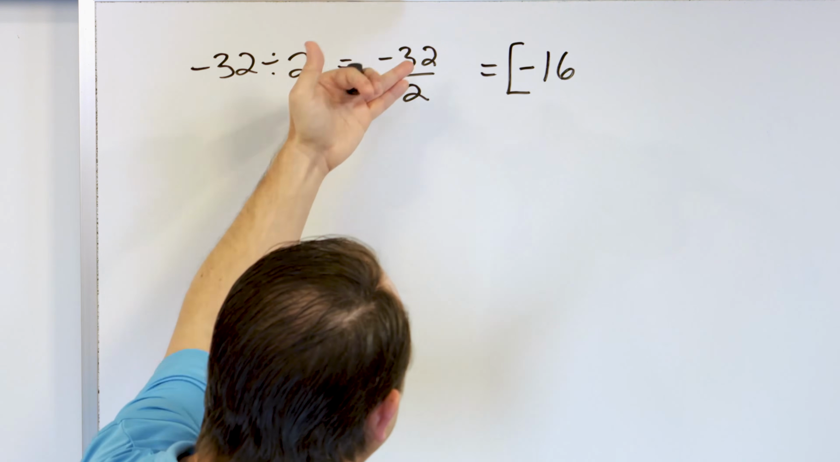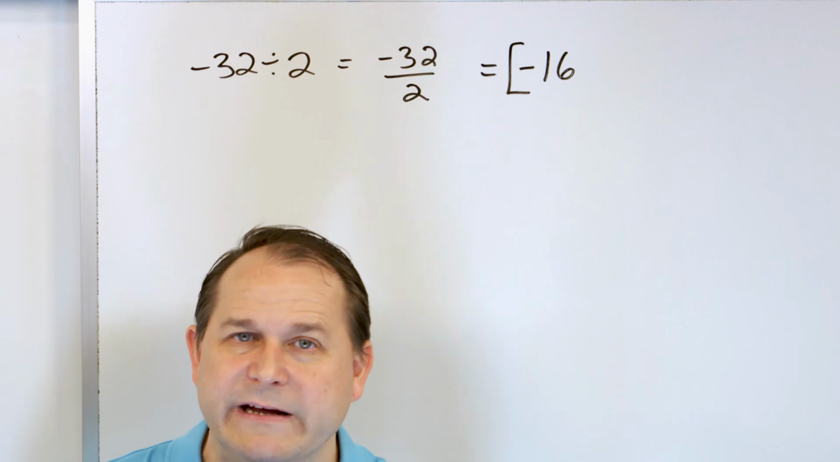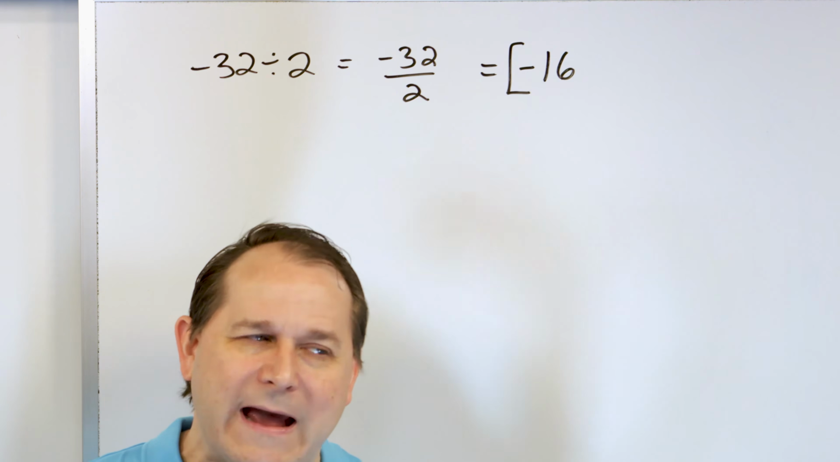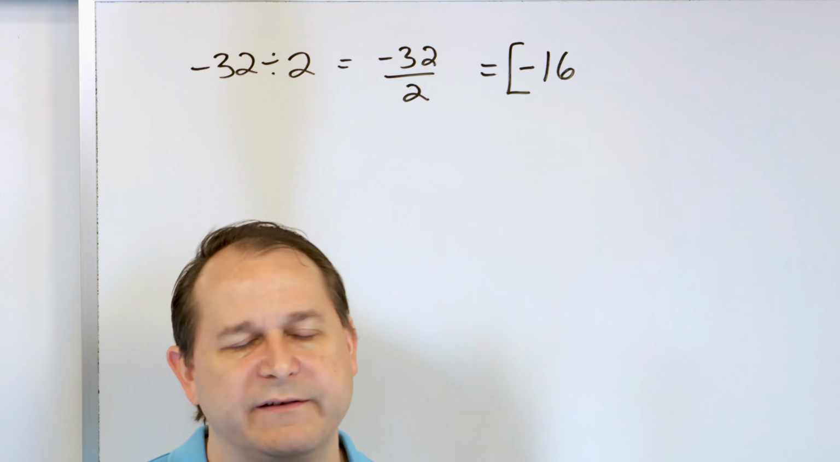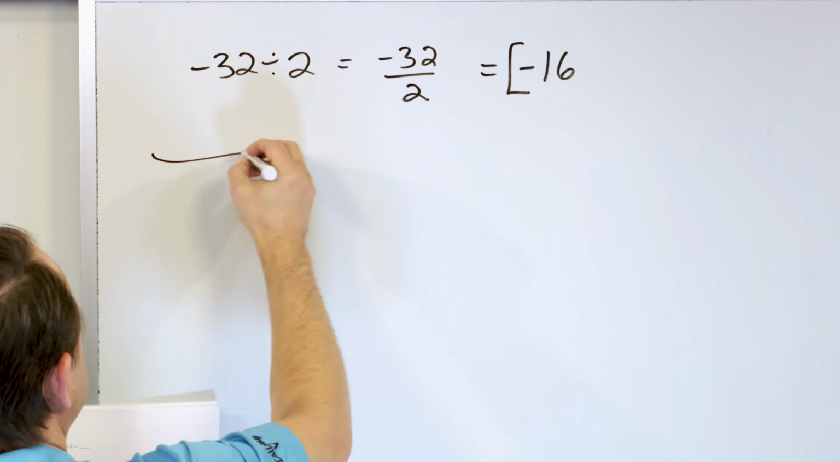Now, I remember that 32 divided by 2 is 16 because I remember also that 30 divided by 2 is 15. So I happen to remember that 32 divided by 2 is 16. If you don't remember it, just go over here and work it out. That's the way it goes.